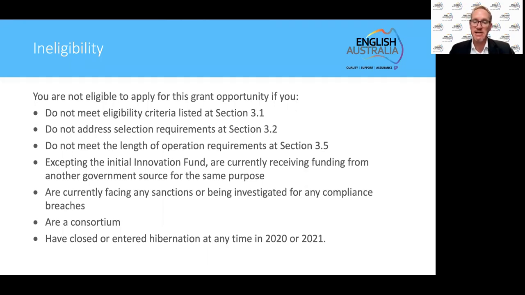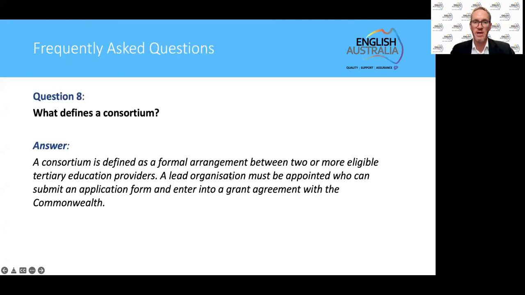You're not facing any sanctions, and you're not a consortium, so you're not able to apply for the grant as a consortium of providers. You also haven't closed or hibernated, as referenced in the previous slide. We had a few questions in the previous grant program around consortia. Essentially, a consortium is defined as a formal arrangement between two or more eligible tertiary providers. If we receive applications from a consortium, we can only accept the application for one. These grants are designed for a specific CRICOS institution, not a consortium of institutions. So I just wanted to stipulate those criteria.